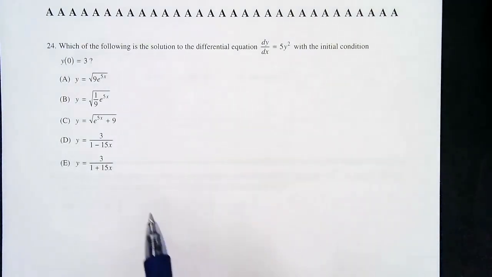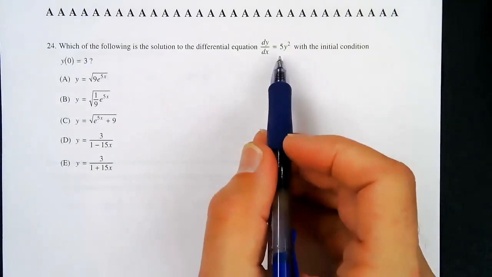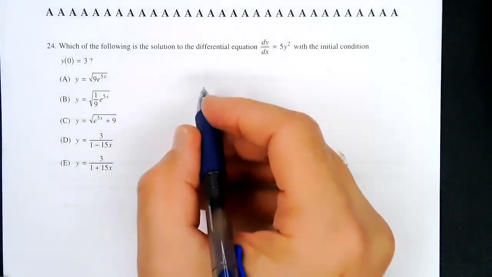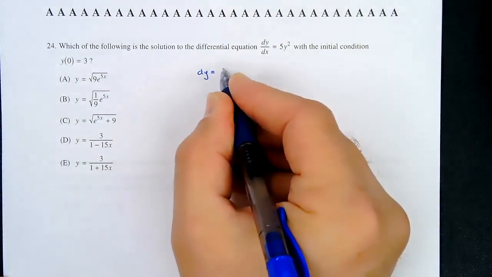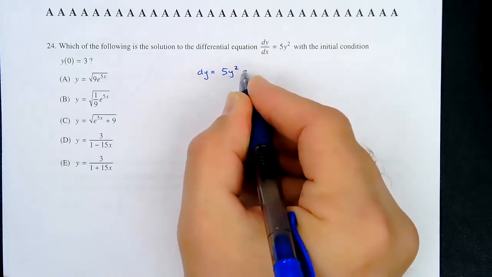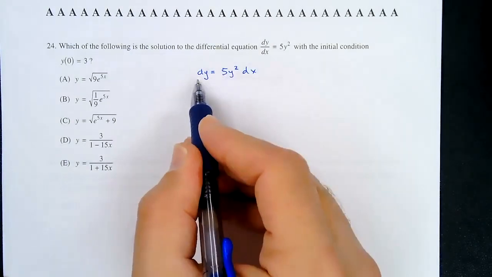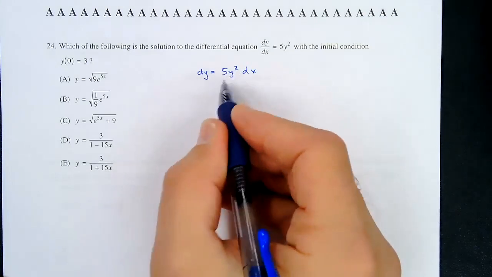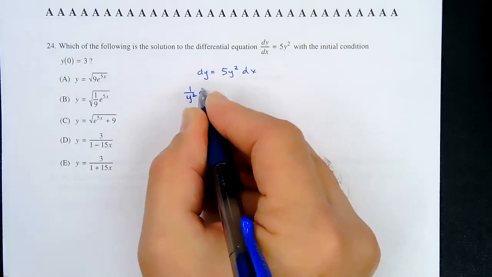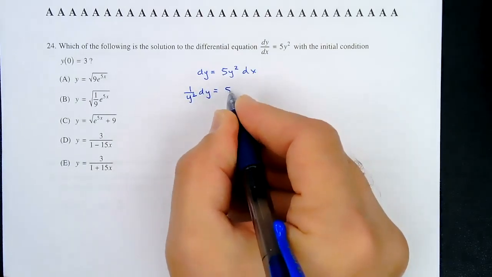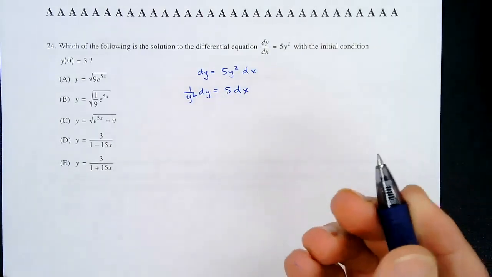So for number 24, which of the following is the solution to the differential equation with initial condition y of 0 is equal to 3? So what we want to do is separation of variables. So we know that dy would equal 5y squared dx. I want to get this y squared over on the other side, so I'm going to multiply both sides by 1 over y squared. So 1 over y squared dy would equal 5 dx. Then I want to integrate both sides.